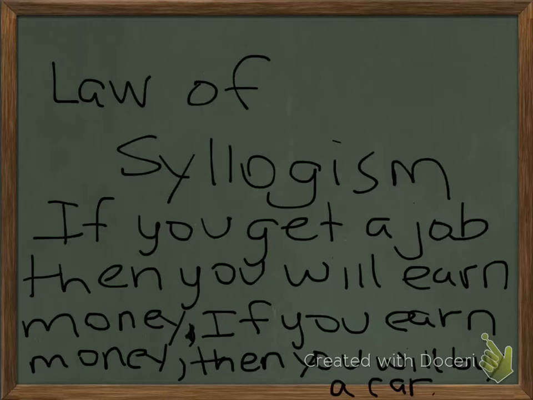So for this statement, it says, if you get a job, then you will earn money. If you earn money, then you will buy a car. So think about, with the transitive property, we took out the middle. This is almost the same kind of thinking. If you get a job, we can conclude then you will buy a car, because you earn enough money if you get a job. So if you earn enough money, you will be able to buy a car. If you take the "you will earn enough money" out, the conclusion could be that if you get a job, you will buy a car.